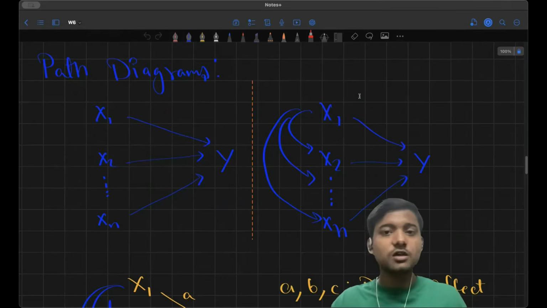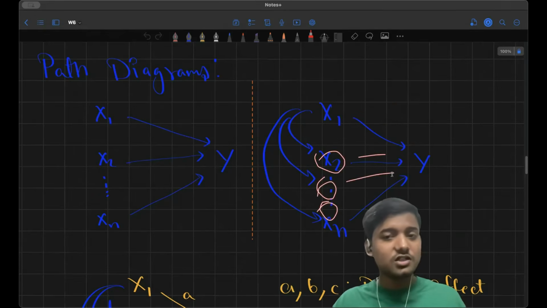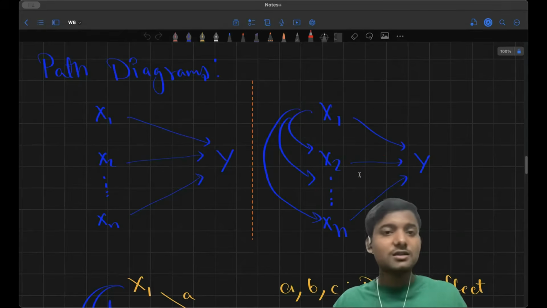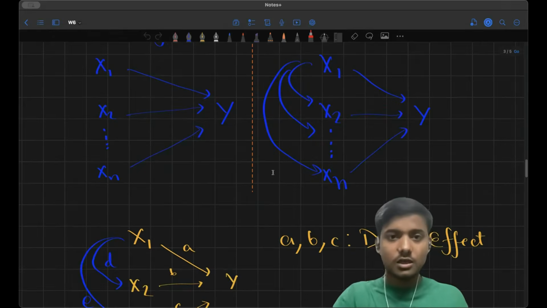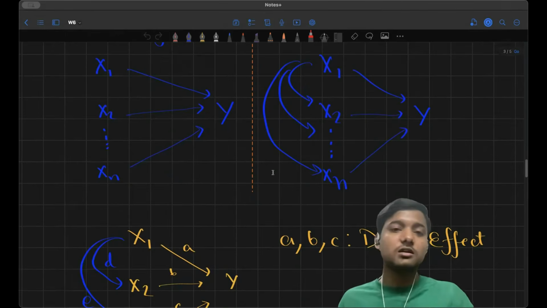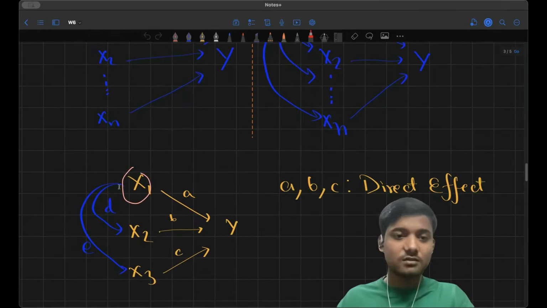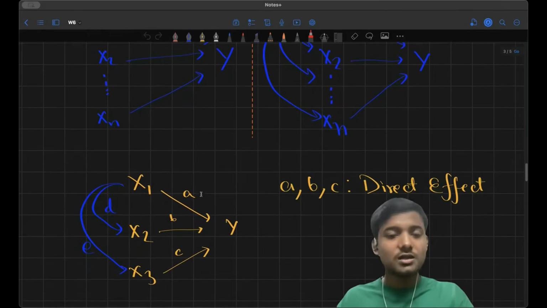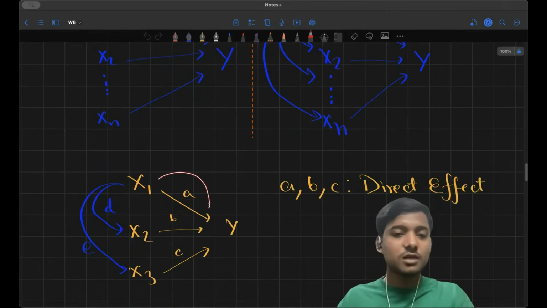But here, if I change x1, x1 would change y by a units, but x1 will also change x2, x1 will also change x3, so on and so forth. And these things will in turn change y, right? So there is some direct and indirect combination. And this is what we study in path diagrams. There are three components. One is direct effect, one is indirect effect, and one is total effect. So direct effect, as you can see, is very obvious. If I change x1, assuming all other things are constant, this is going to be my direct effect. If I change x1, then y is going to be affected a times, right?